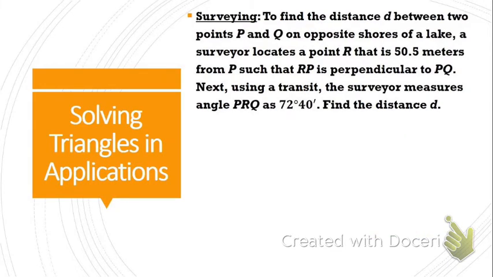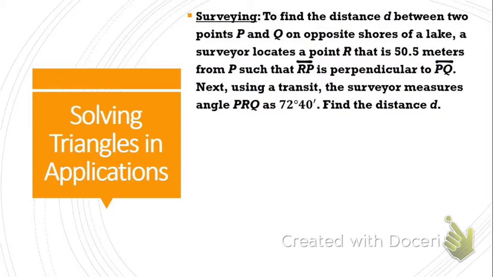To find the distance between 2 points, P and Q, on opposite shores of a lake, a surveyor locates a point R that is 50.5 meters from P, such that segment RP is perpendicular to segment PQ. Next, using a transit, the surveyor measures angle PRQ as 72 degrees 40 minutes. Find the distance D.